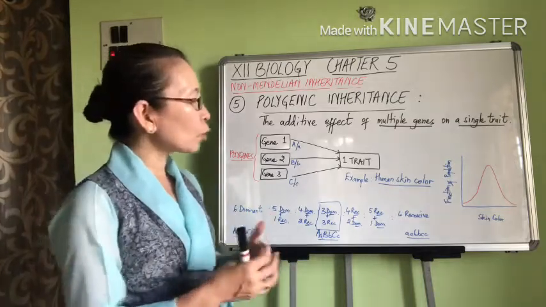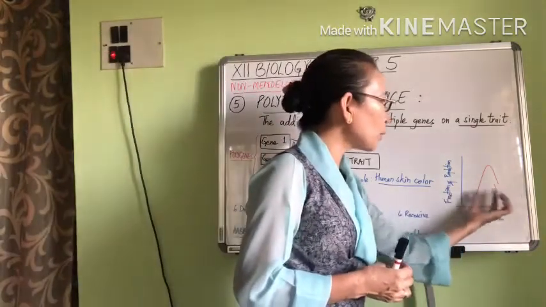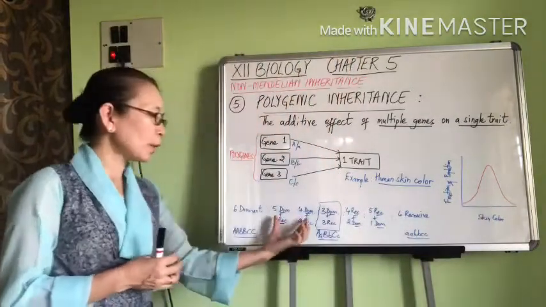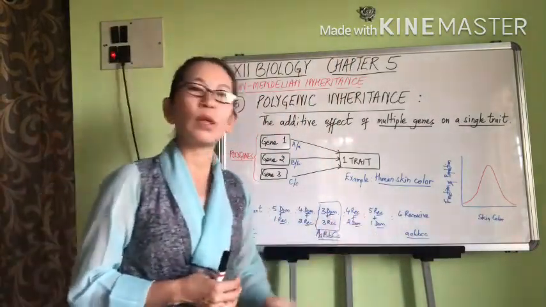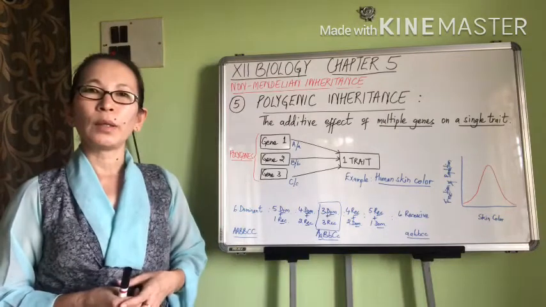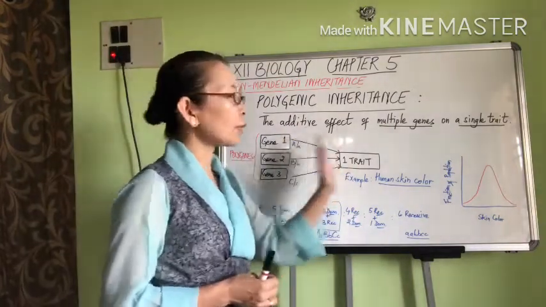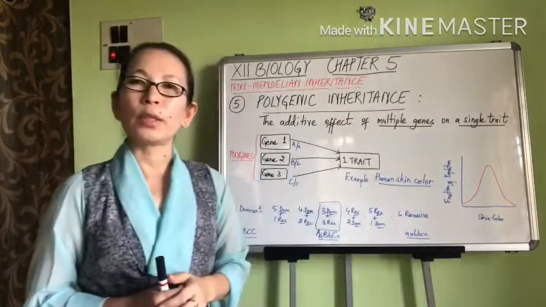And we can also have equally more numbers of individuals in the range of dark coloration as well as in the range of light coloration. So that is how we understand the polygenic effect on human skin coloration.